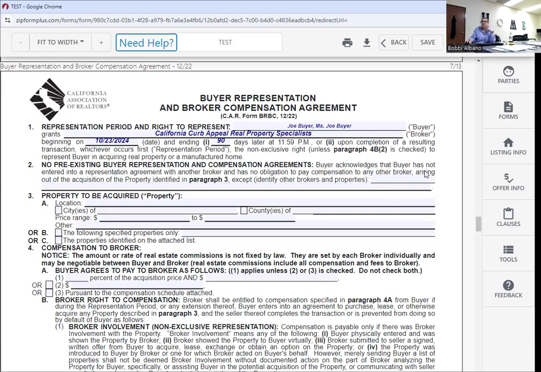So buyer acknowledges that buyer has not entered into a representation agreement with another broker and has no obligation to pay compensation to any other broker arising out of the acquisition of the property identified in paragraph 3, except identify other brokers and properties. So if they have, but it doesn't conflict, you can just simply list it here. So maybe he signed a buyer's representation agreement for a house, a particular property. You can just simply enter that information in here and it won't conflict because this one is for land. It's a completely different type of property.